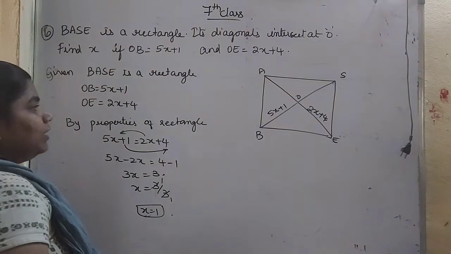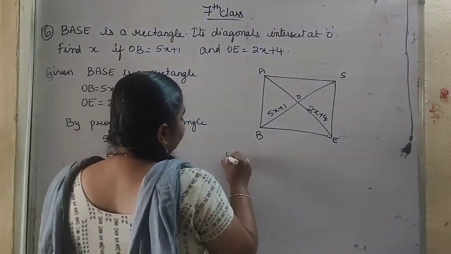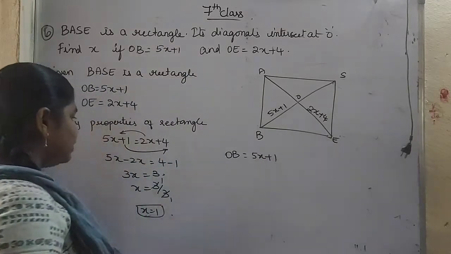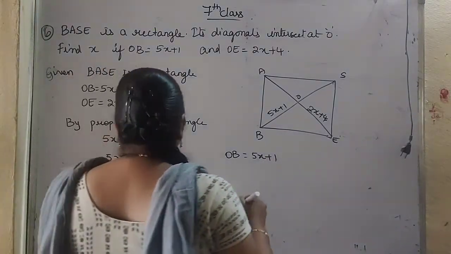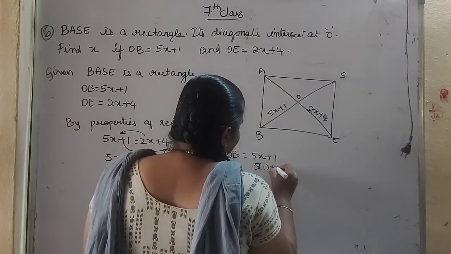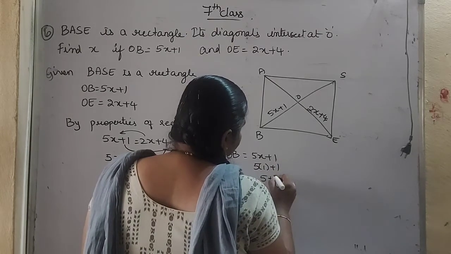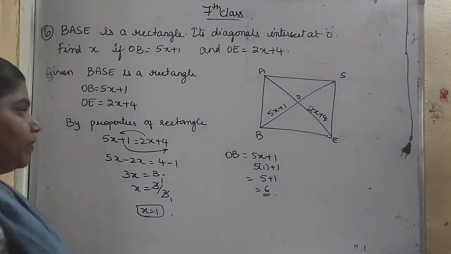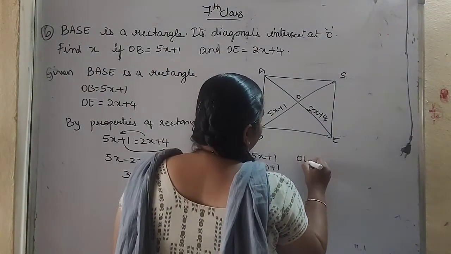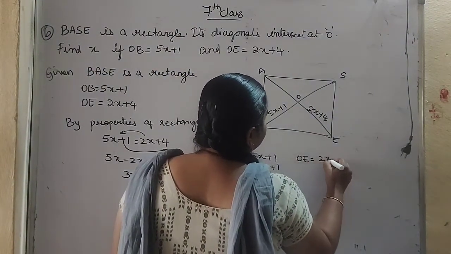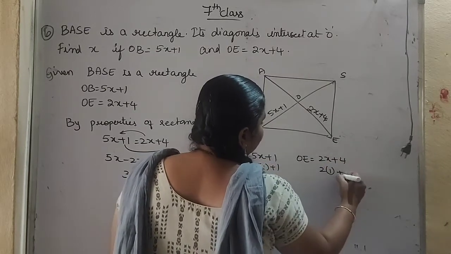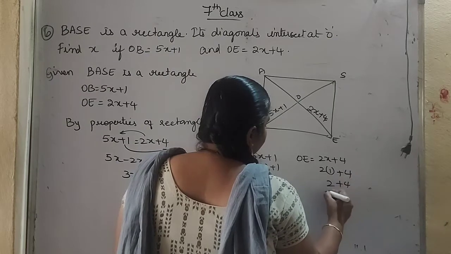Now we have to find the length of the diagonal. OB is 5x plus 1. In place of x we got 1, so it will be 5 into 1 plus 1. 5 into 1 is 5, plus 1 equals 6. So the OB value is 6. Next we have to find the OE value. OE is 2x plus 4. So 2 into the x value 1, plus 4. 2 plus 4 will be equal to 6.